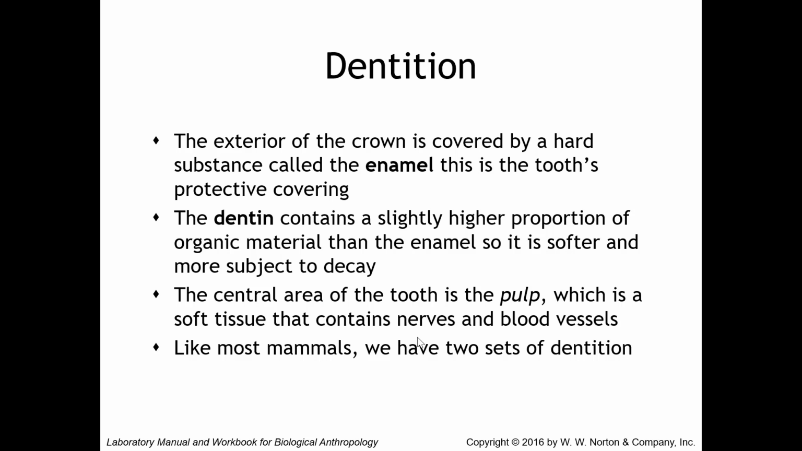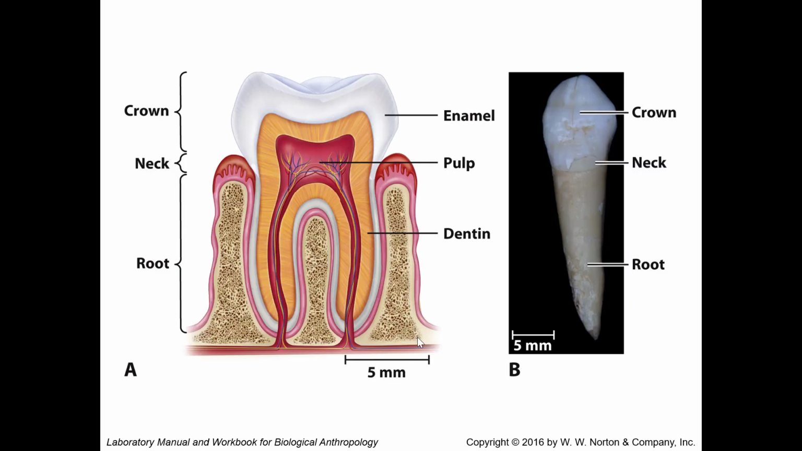And the dentin will contain a slightly higher proportion of organic material than the enamel does. So it is softer and it's more subject to decay. The central area of the tooth is the pulp, and this is a soft tissue that contains nerves and blood vessels. And so you can see it here, right?